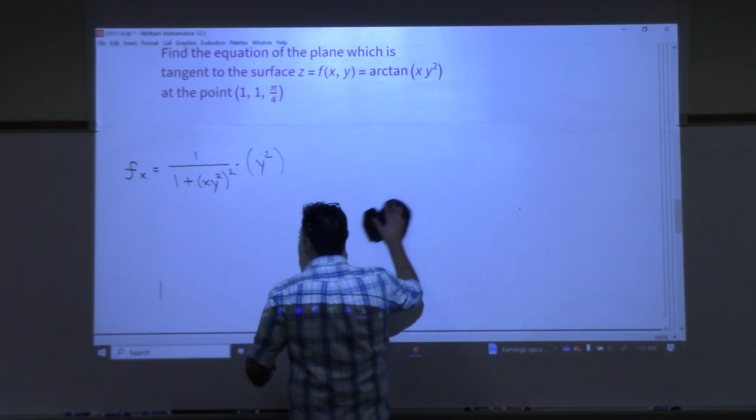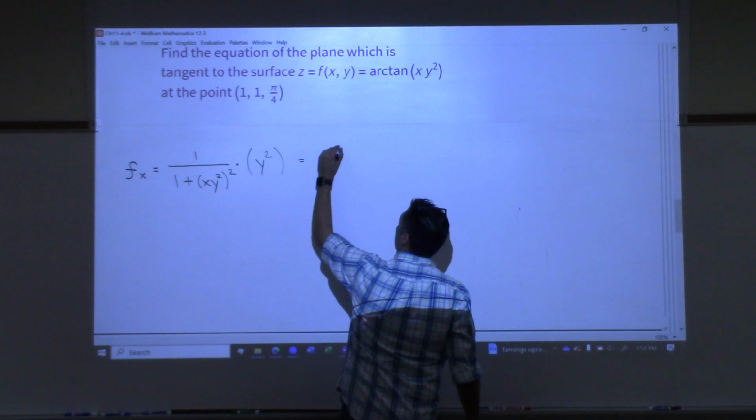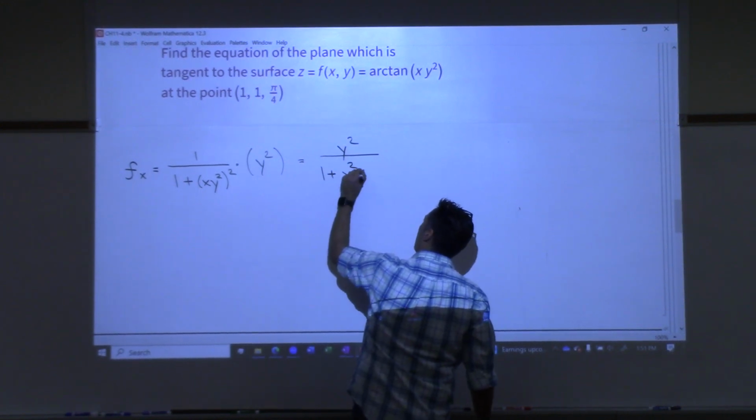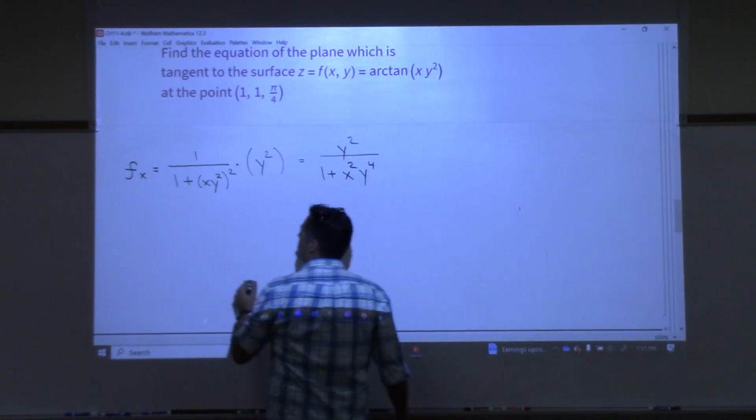All right, so that's my partial with respect to x. Let me write it this way: y squared over 1 plus, let's go ahead and square that, x squared y to the fourth. OK, that's my partial with respect to x.